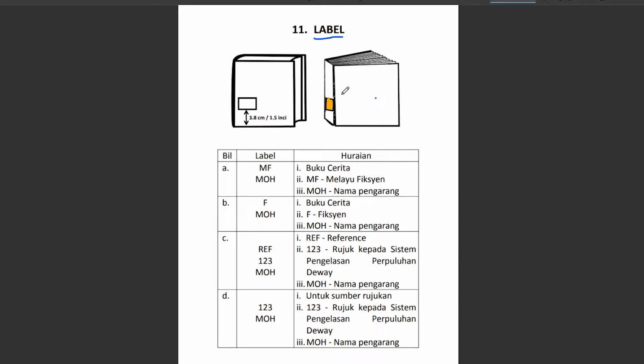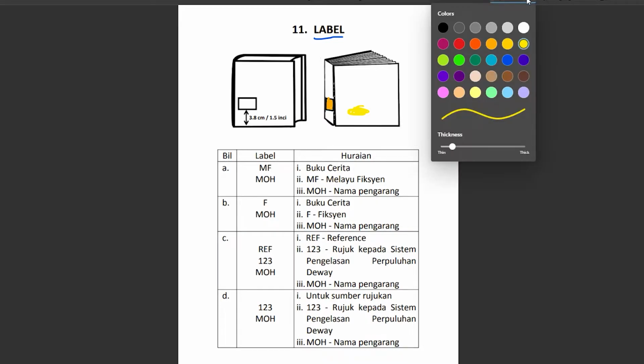So orange is for fiction, for English fiction. But if it's for Malay fiction, it's in yellow like this. This is for Malay fiction. And you might be wondering, why don't we call it EF? That's because fiction is already in English, so we just include English into it.